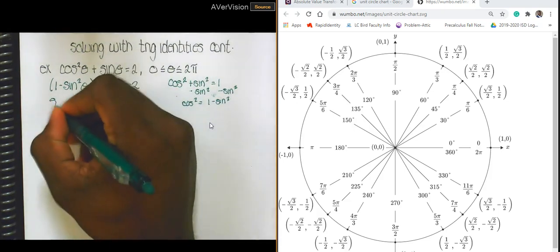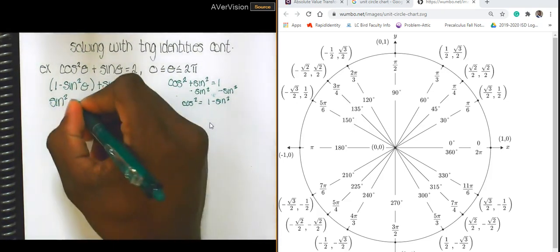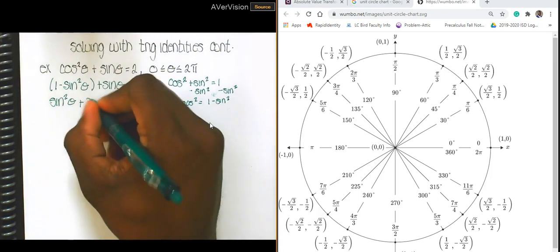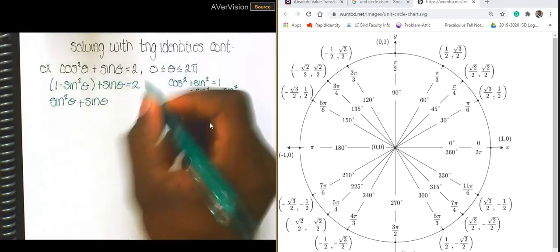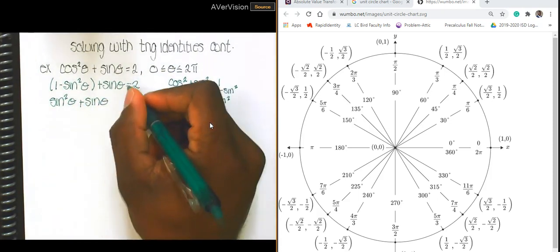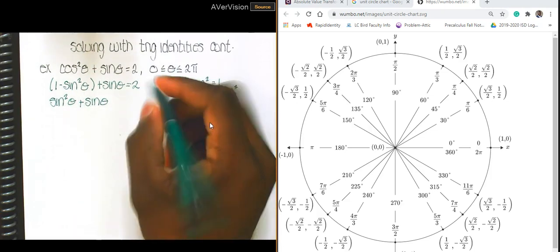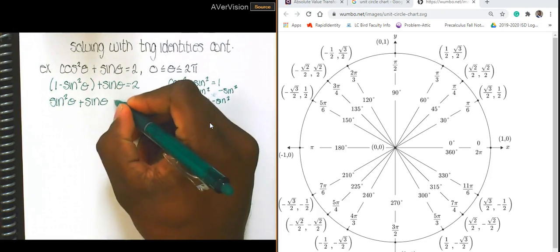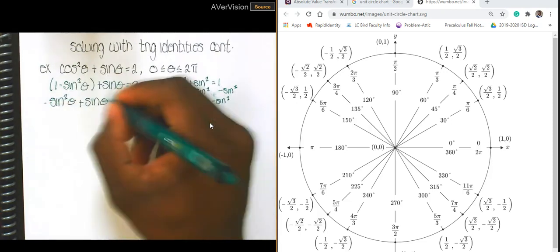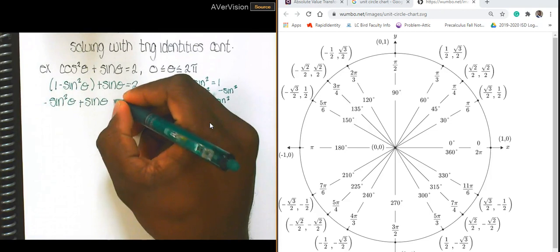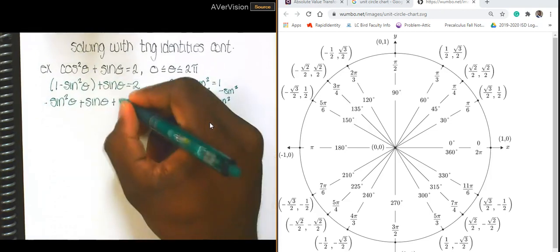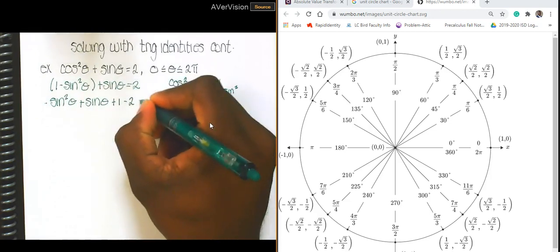If we rewrite that, we have sine squared theta plus sine. We have to subtract this 2 over, because in order to solve quadratics, it has to be set equal to 0. So this is negative sine, and then we have that plus 1 in front, and then this minus 2.